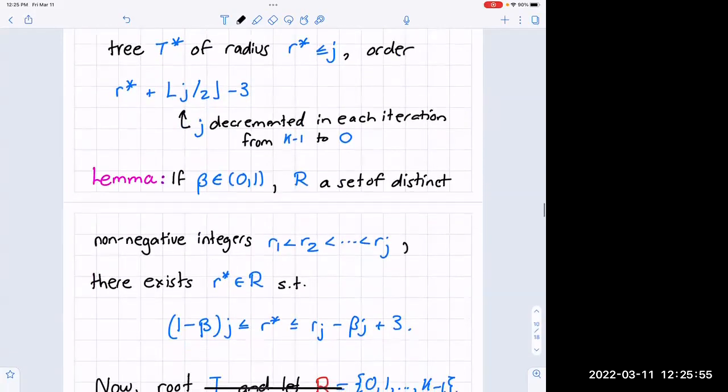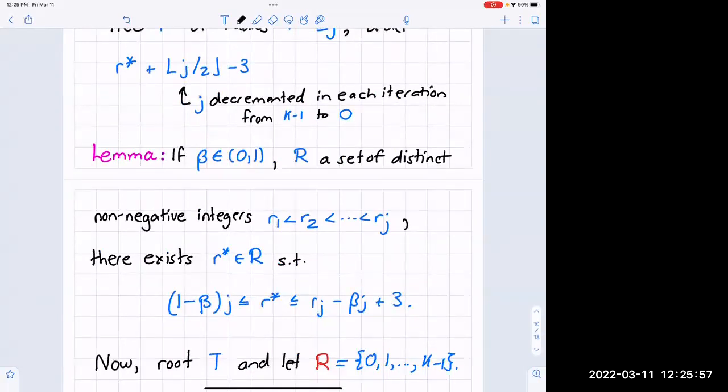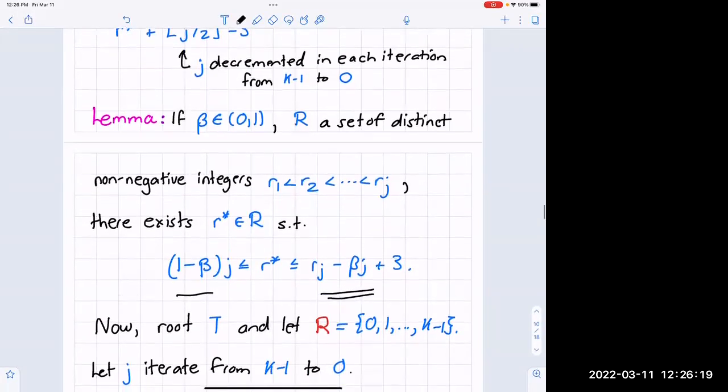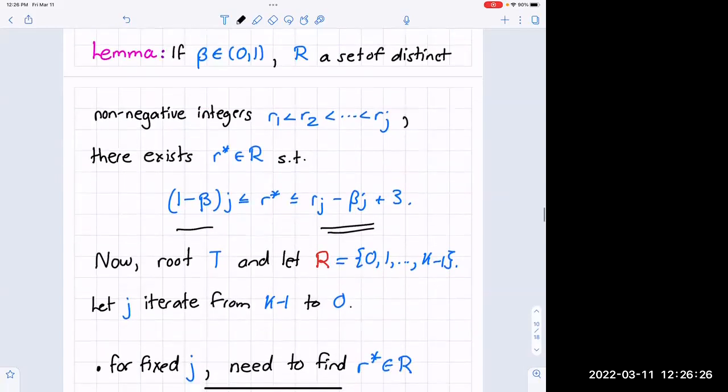Now I'm going to use a lemma. I'm not going to prove it. It's probably folklore. It's not difficult to see that if beta is a real number in (0, 1), and R is a distinct set of non-negative integers, indexed R1 up to Rj in increasing order, you can find an R star sandwiched between these two bounds. So the lower bound 1 minus beta j and upper bound Rj minus beta j plus 3. Okay, so just a technical lemma. We use this a couple times.